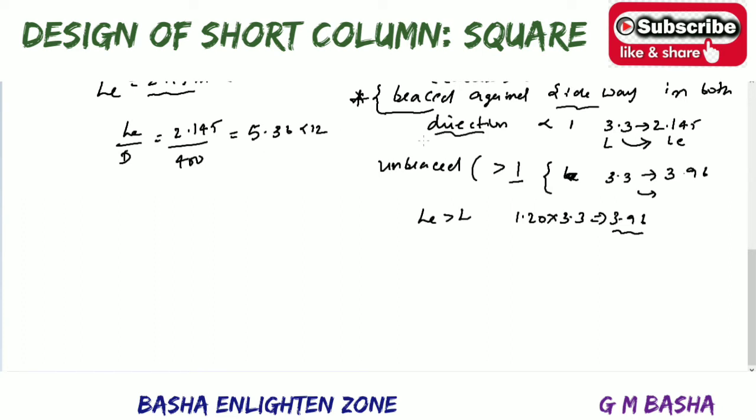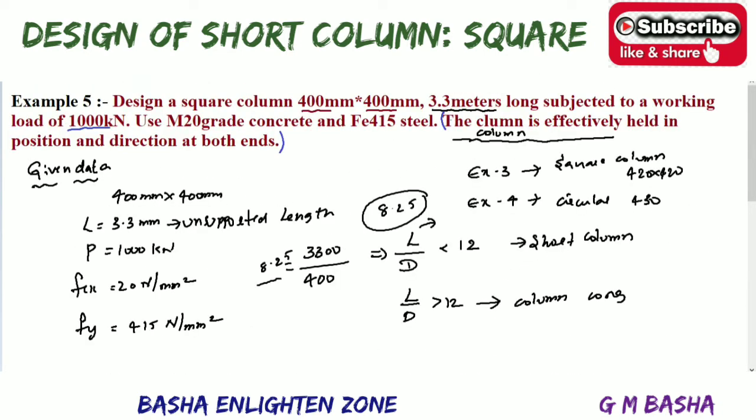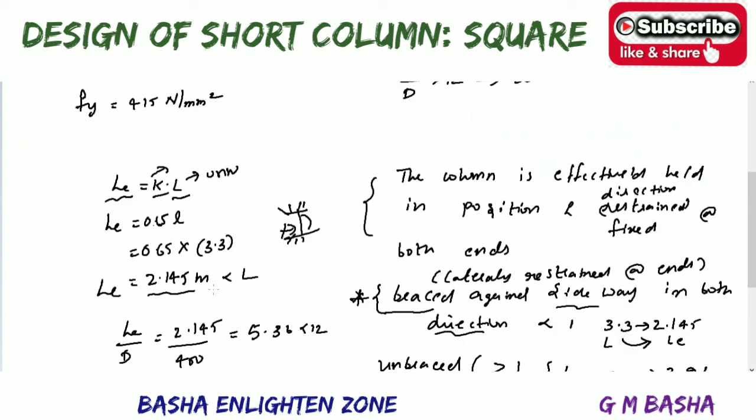Why? Because for braced condition the value is always less than unity, and for unbraced condition it is greater than unity. That is the reason I am explaining all these conditions. So whenever the question comes with braced conditions, just check the value directly here. If it is greater, then go for the condition like 0.65 times L. Then you can check the condition. So here you will get less than 12, which means you can solve it as a short column.